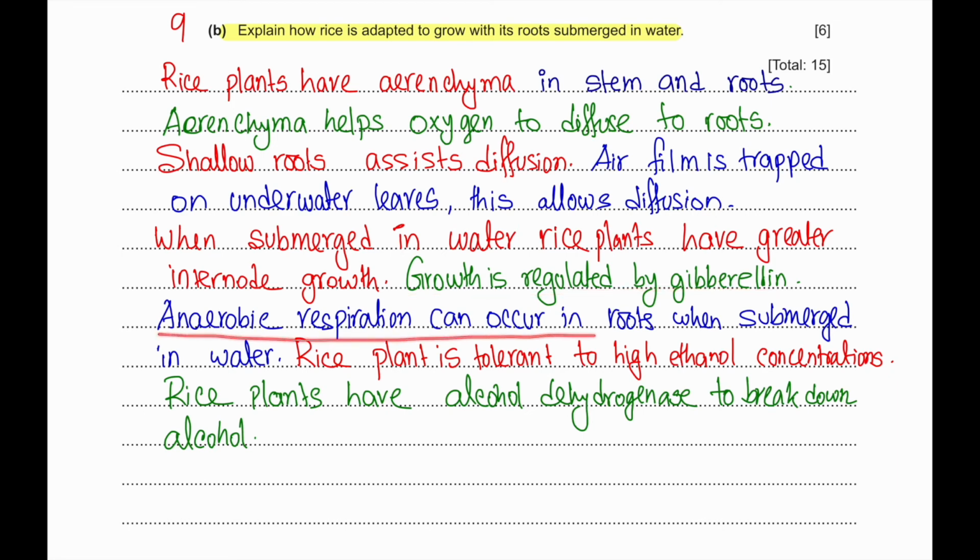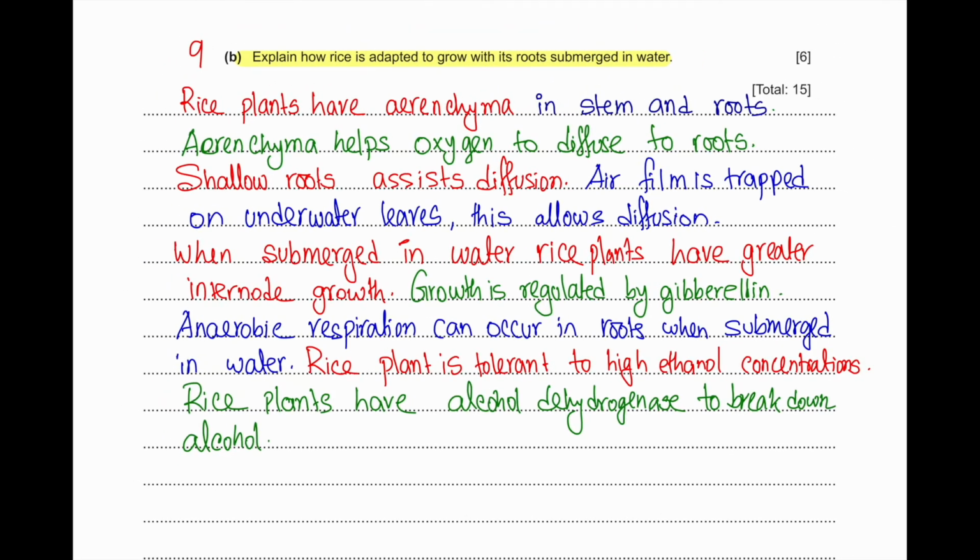Anaerobic respiration can occur in roots when submerged in water. Rice plants are tolerant to high ethanol concentration. Rice plants have alcohol dehydrogenase to break down the alcohol that they produce. And they can also tolerate very high ethanol concentration, which is a great advantage.